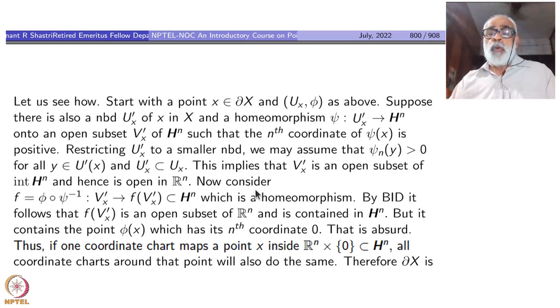So that is absurd, because an open subset of Rn contained inside Hn cannot have a boundary point there in Rn minus 1. The moment it hits Rn minus 1, if you take any open disk around that point, it will flow out. The nth coordinate will be negative also for some points, so it will grow out of Hn, right? So that is absurd. Okay, so that is not possible.